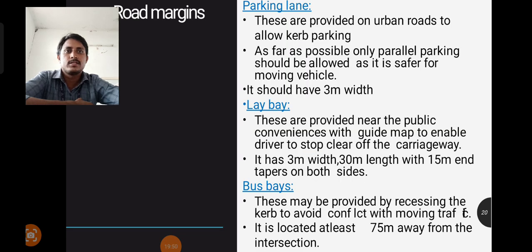In road margins, we have parking lanes, lay-bys and bus bays. If parking lanes are provided in urban areas, they should have 3 meters width. Lay-bys also provide public conveniences. They should have a width of 3 meters on both sides and a length of 30 meters. A bus bay is provided separately, located at least 75 meters away from the intersection.